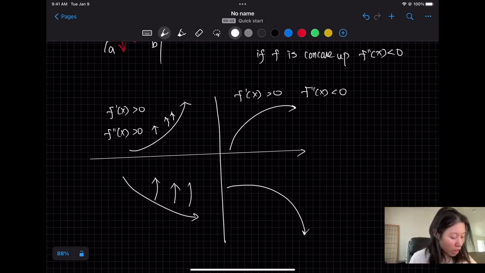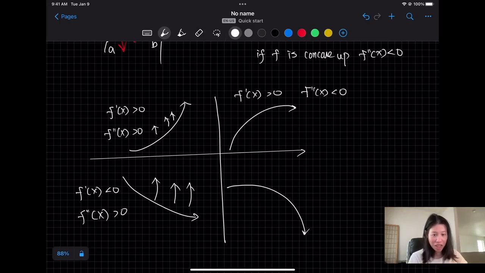For this one, it's going down, so the first derivative is going to be a negative number, and the second derivative is going to be positive because it's concave up. In here, the second derivative is going to be concave down, and the first derivative will be negative because it's a decreasing function. Okay, so now with all of this information, let's try to draw a graph.